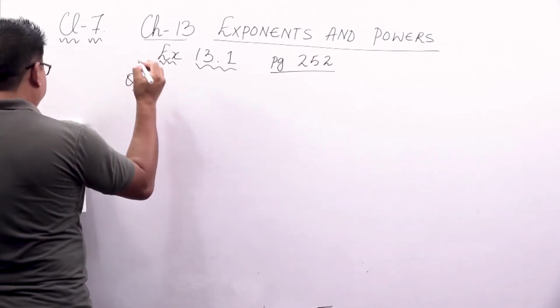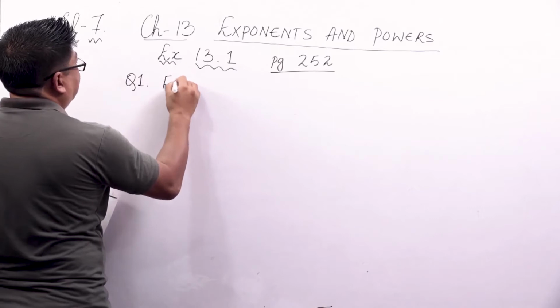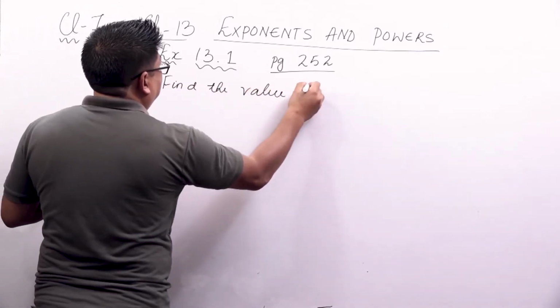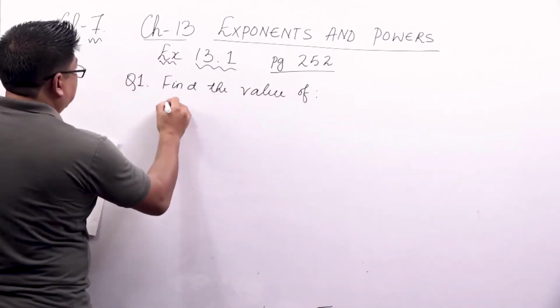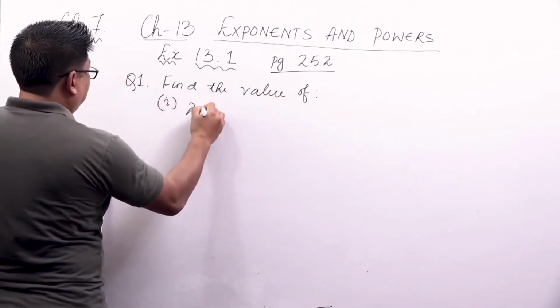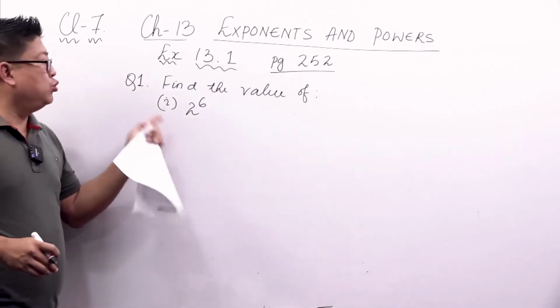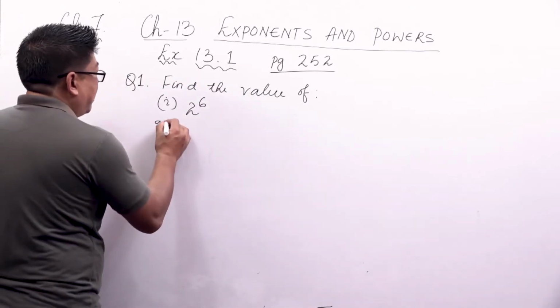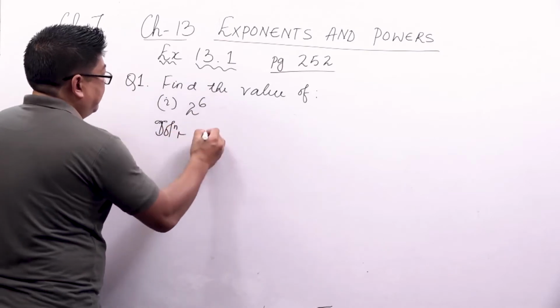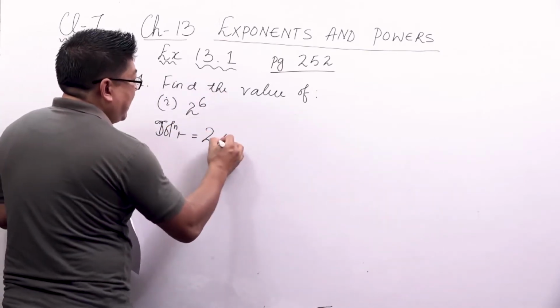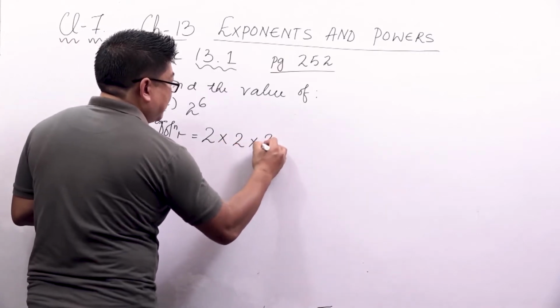Let's start with the first question. The question is, find the value of. All right. So what is given? 1 is 2 to the power 6. So we have to find the value for 2 to the power 6. Okay. So solution, 2 to the power 6 means 2 you have to multiply 6 times.